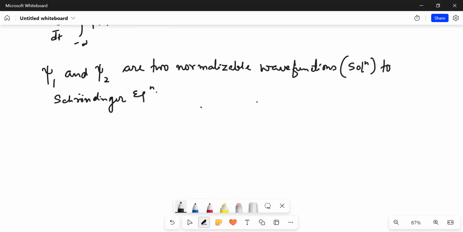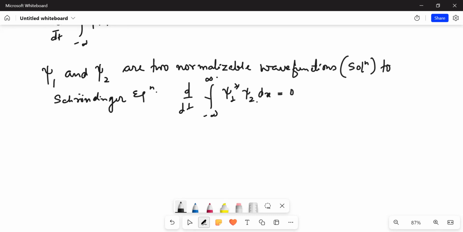Then you'll find that d by dt of the integral from minus infinity to plus infinity of psi 1 star psi 2 dx also remains equal to 0. We have seen that if I take both of them equal, psi 1 and psi 2, then it represents psi 1 mod whole square, the probability of finding the particle governed by wave function psi 1. So if I write psi 1 equal to psi 2, it will be simply the same case that we have already done.